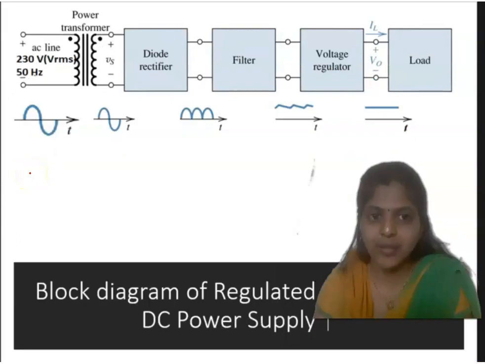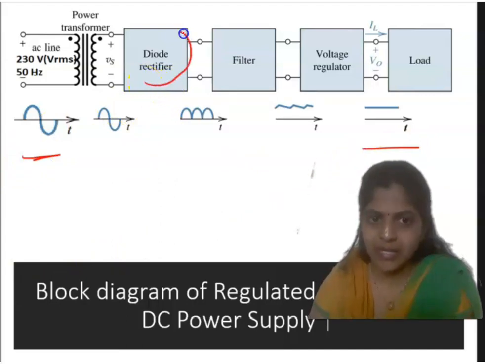So this is the complete block diagram of the DC power supply. With the help of that, we can convert an AC signal into a constant DC. So let's study the first block, that is the rectifier, in detail.